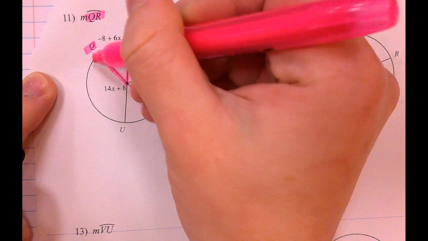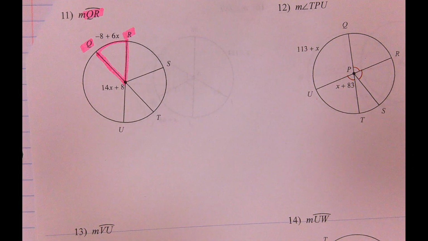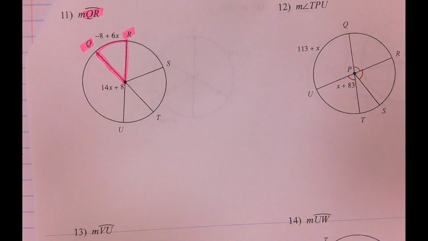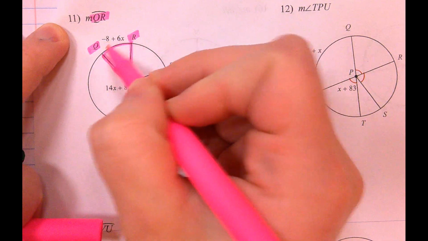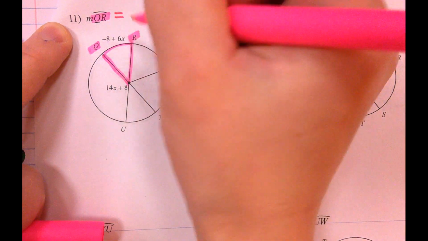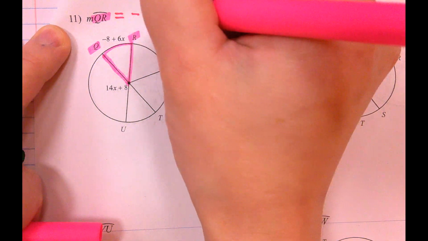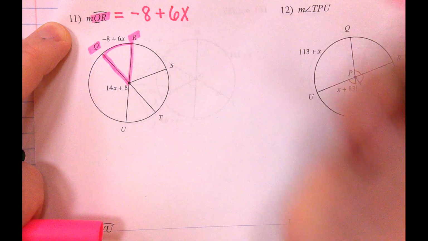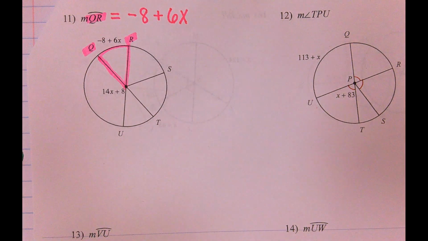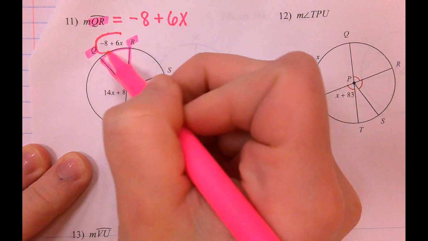If it helps you to think of it as angles, you could also do this. Just trace that down to the center. And what I would recommend here first is I would write over to the side. I know I need to find QR. QR is labeled as -8. So I'm going to write equals -8 plus 6x. So right away, this is what I need to find.